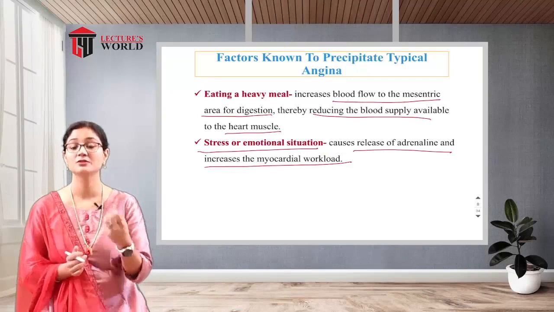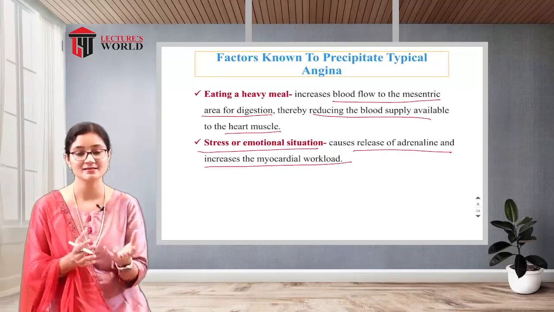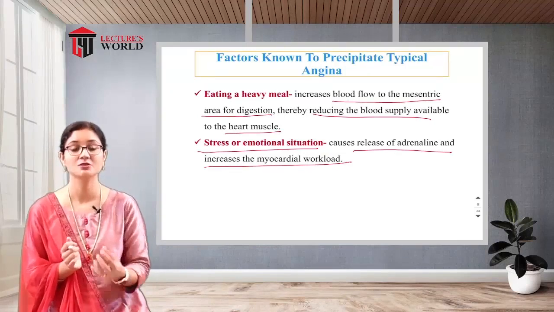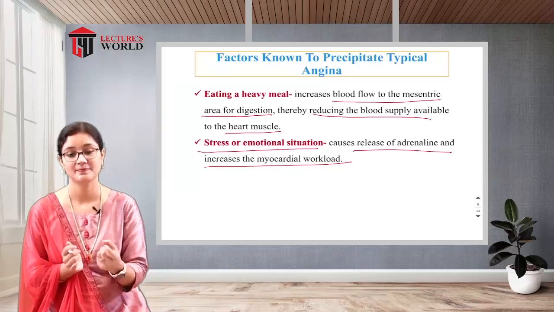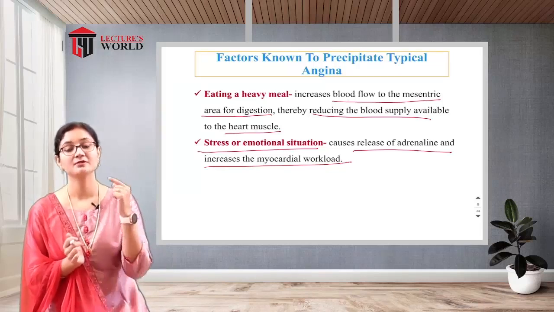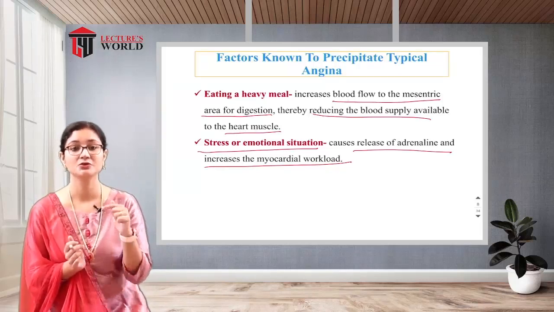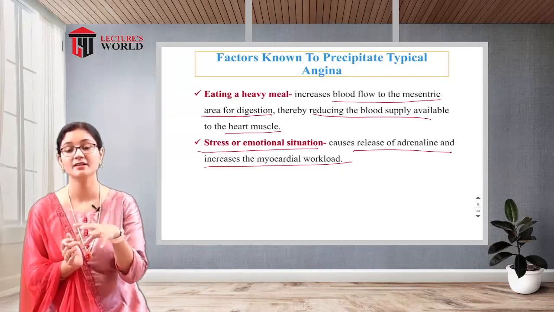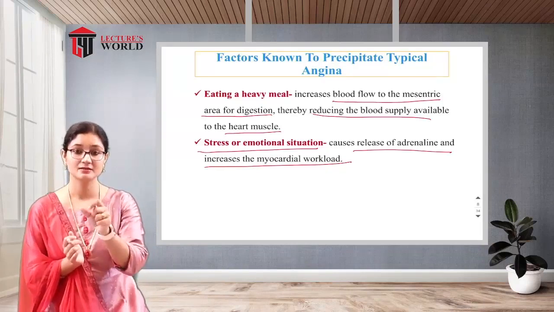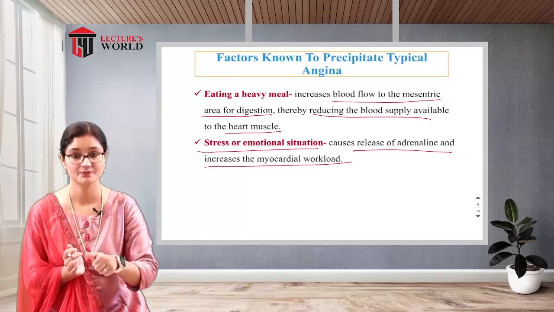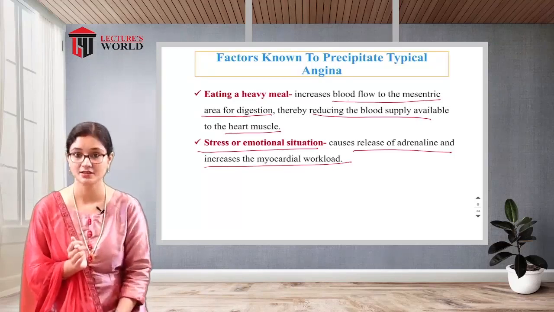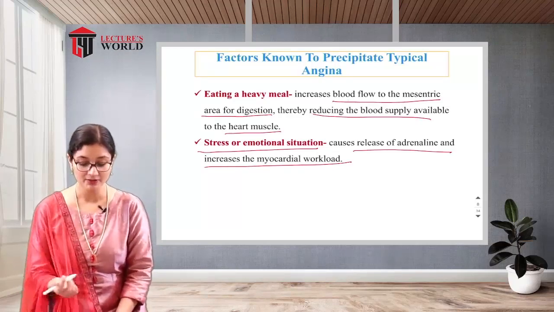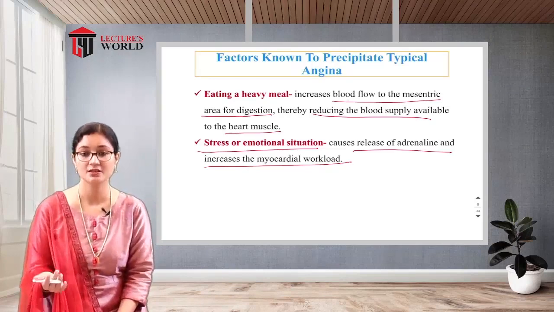Okay, when myocardial workload is further increased, like in exercise, the same thing happens. When workload is increasing, there will be less blood supply available to the myocardial area where there is a fixed blockage, like in physical exertion, as we have seen. So how can you remember these factors that precipitate typical angina?